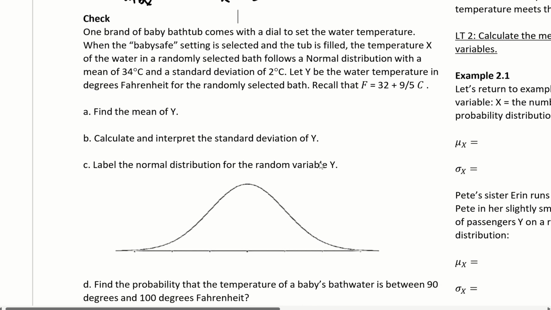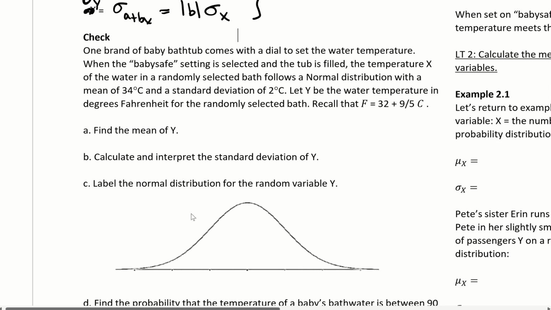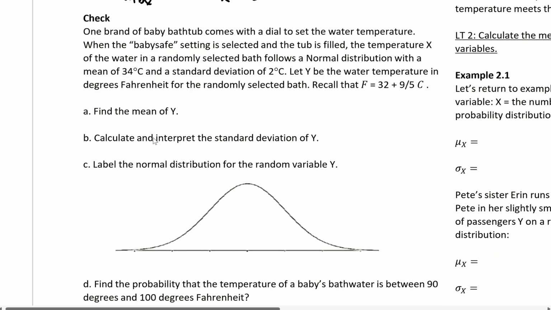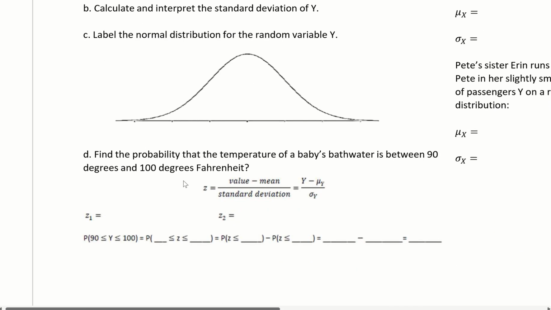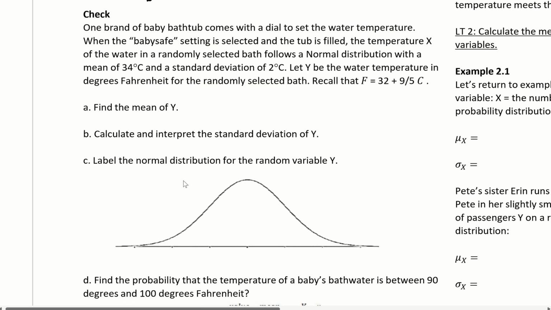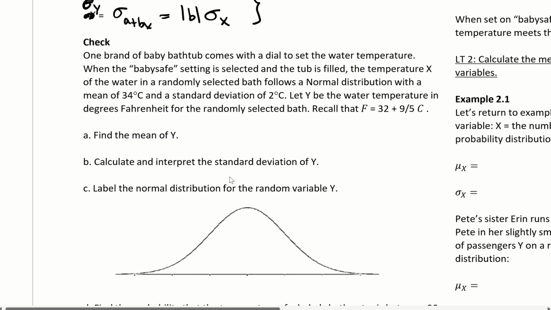All right, so hopefully you practiced at least A and B, because that's what we had done, those transformations. So let's look at this one here. C and D are extra parts that we need to complete the question, but we want to at least have you do A and B.